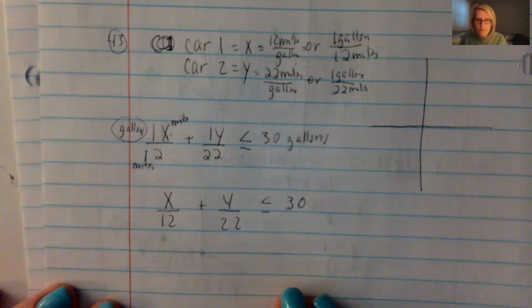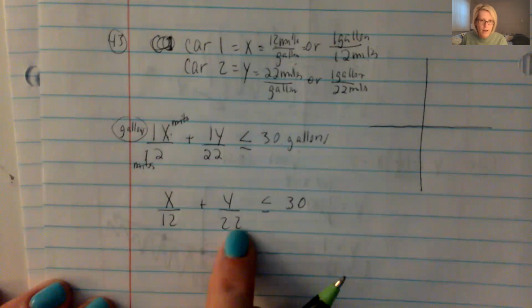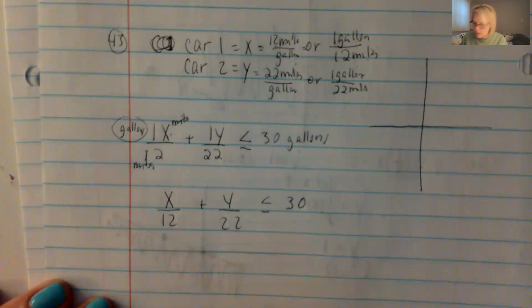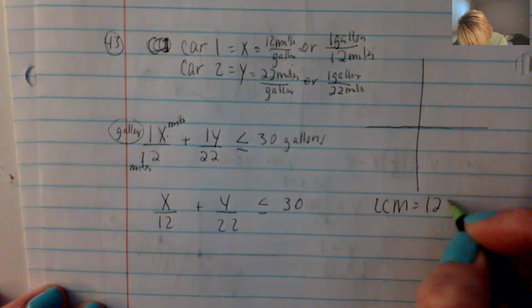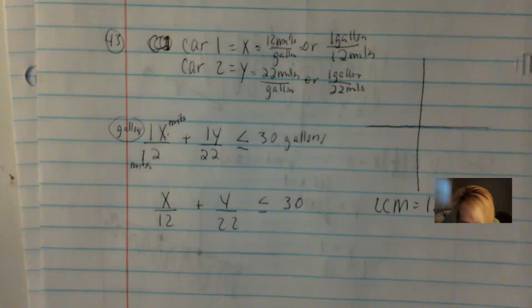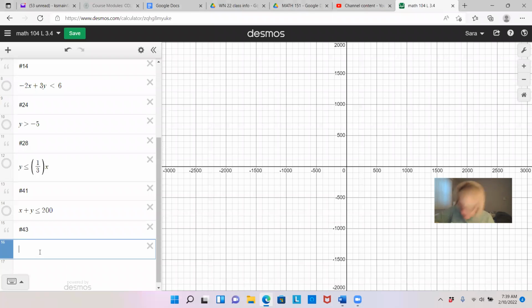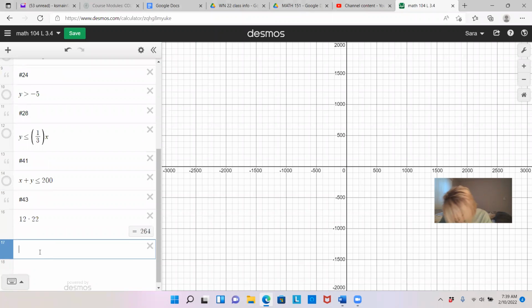Now we can multiply through. This is practice for that multiplying through. This one, I don't know any common multiples of 12 and 22, so I'm just going to let my least common multiple be 12 times 22. So let's go to Desmos and do that. 12 times 22 is 264. So we're going to multiply both sides by 264.